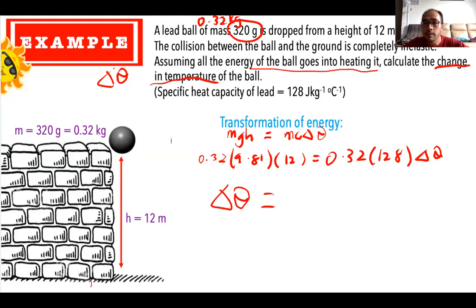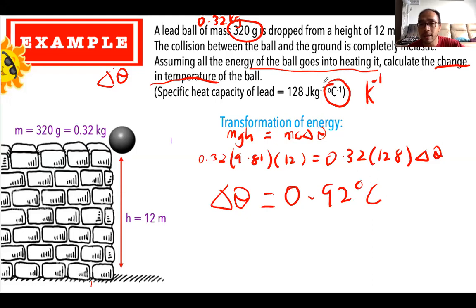Quite a number of you have already calculated. Very good. So the delta theta, the increase in temperature, is 0.92 degrees Celsius. Just double check: if the specific heat capacity is given in degrees Celsius, then we know that our final answer is in degrees Celsius. If it is given in Kelvin, then we have to change this to Kelvin.